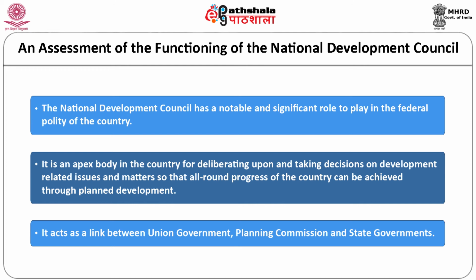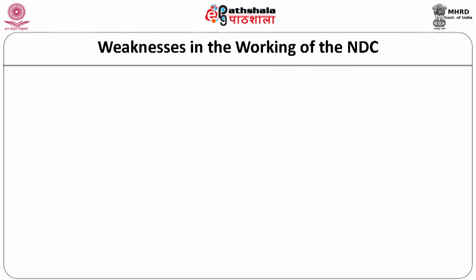It is pertinent to note that while Planning Commission functions as an advisory body, it is National Development Council that takes all the final decisions. The size and content of the plan, the objective and strategy are all decided by National Development Council, which is the highest political body at the national level. Weaknesses of the National Development Council.